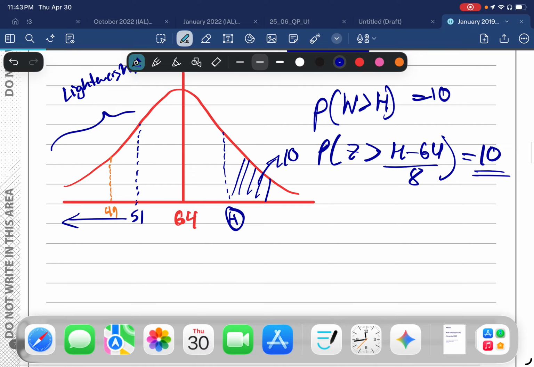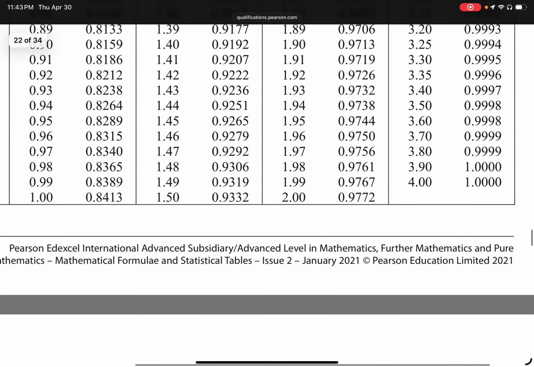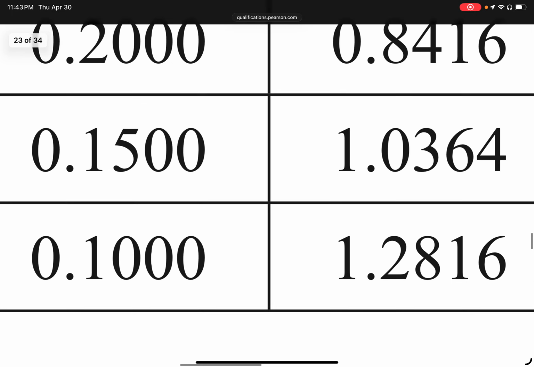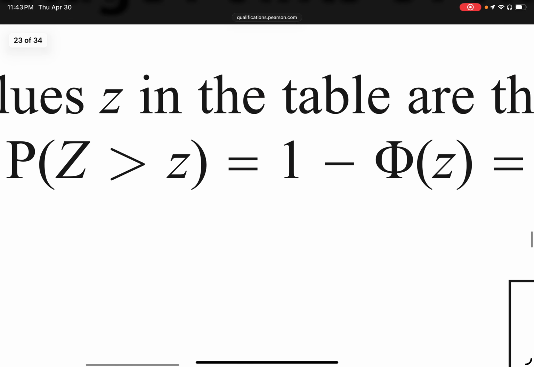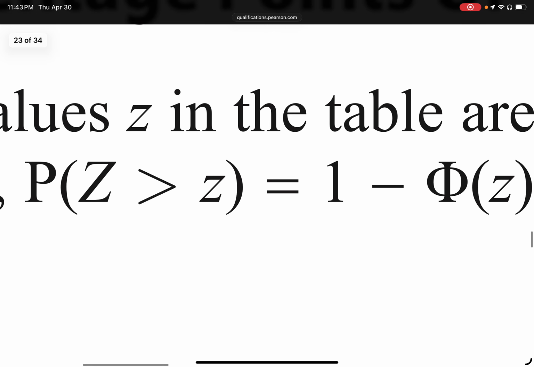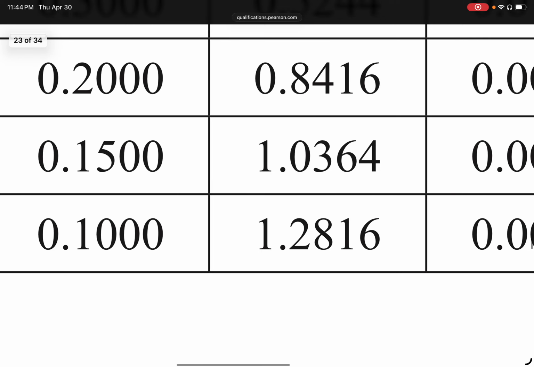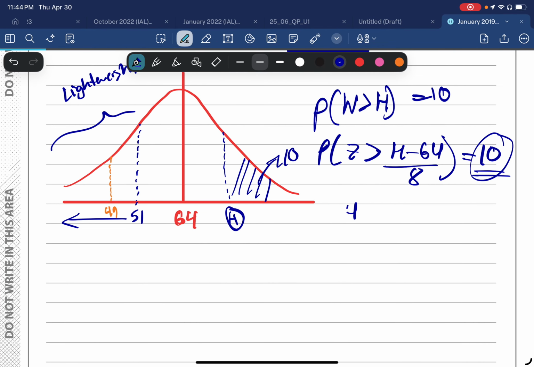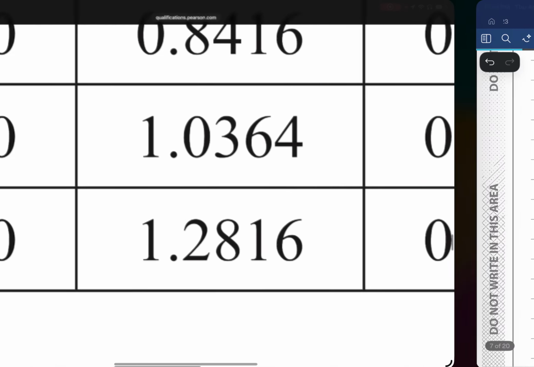Now 10% is a percentage given. Now let's look at the little table over here, and we do have 10% over here. That is the table we're going to be using. And remember, this is a condition where it has to be a greater sign over here. So what does this give us? Let's see, 1.2816.